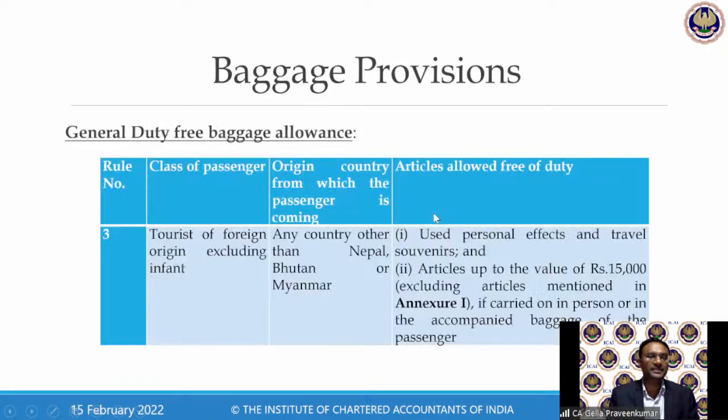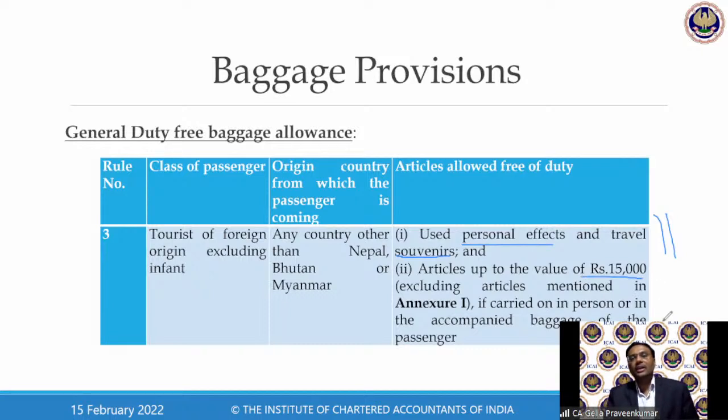Now moving further. So what if a tourist of foreign origin is visiting India? In the case of a tourist, use personal effects and travel souvenirs. As usual, as for Mr. A, what we have seen, all personal effects and travel souvenirs are exempted. So customs authorities are very kind and generous. Whatever personal belongings are there, they're not charging any duty, for articles up to the value of rupees 15,000.